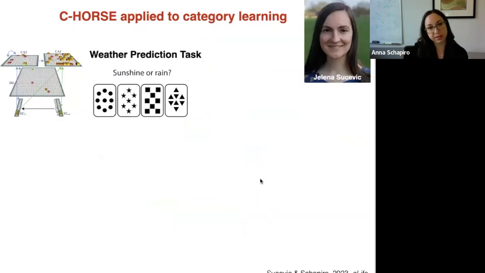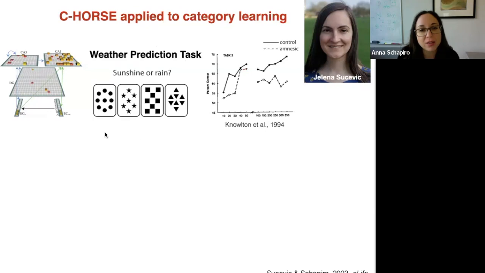So first we thought, okay, let's see how this model performs different kinds of canonical category learning tasks. I'm going to show you a couple of examples of those simulations. The first is the classic weather prediction task. In this task, you see a set of abstract cards and you have to predict sunshine or rain. We know that amnesics are able to do this task to some extent. They're not at chance, but they are impaired relative to controls. So we don't think that the hippocampus is the only region involved in this task, but we think it's contributing something. So the question is, what might that be?